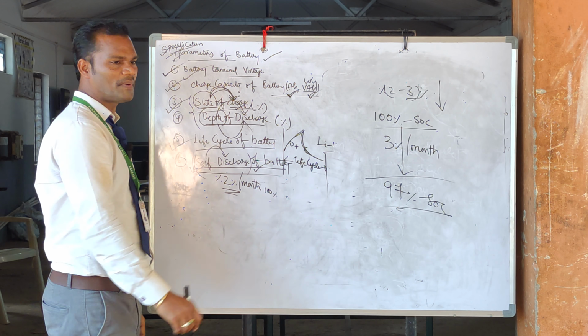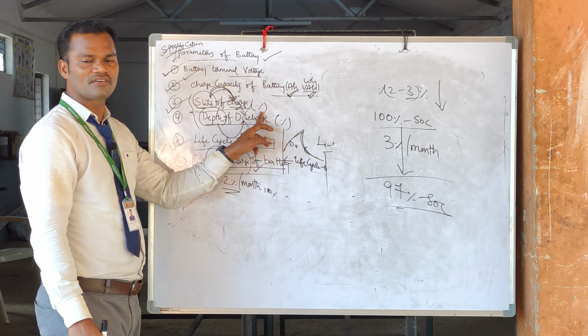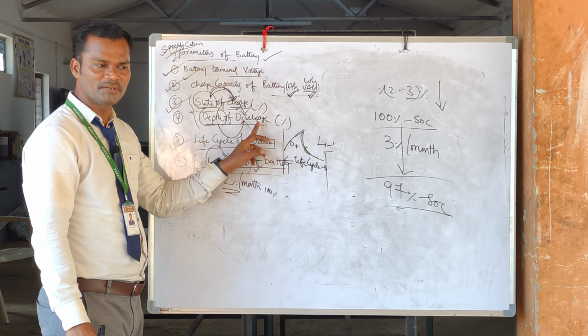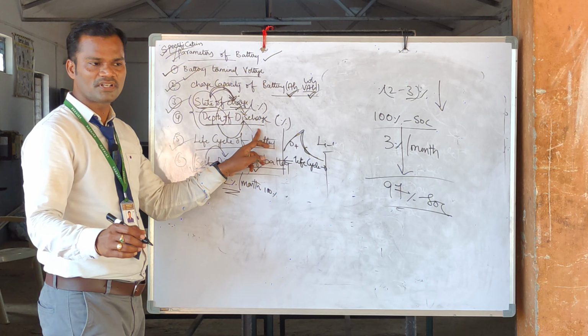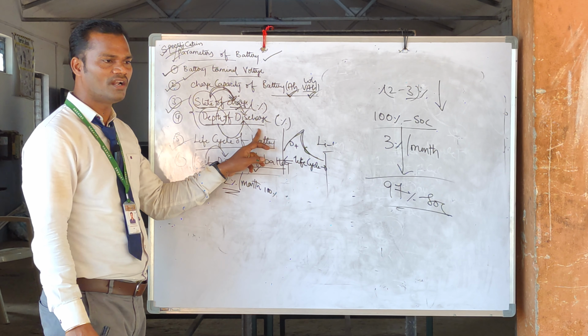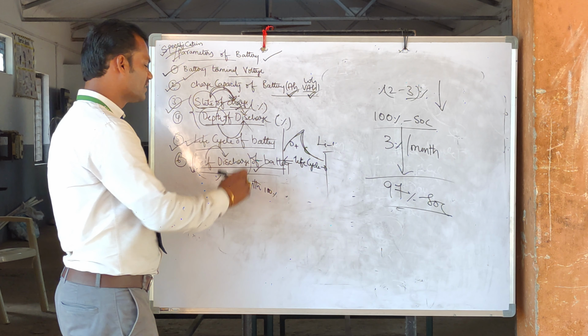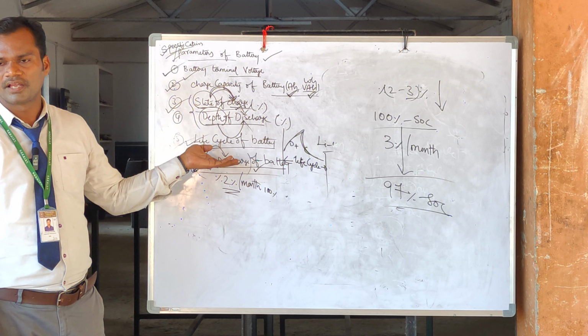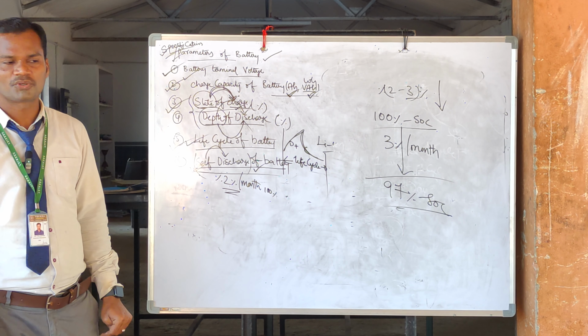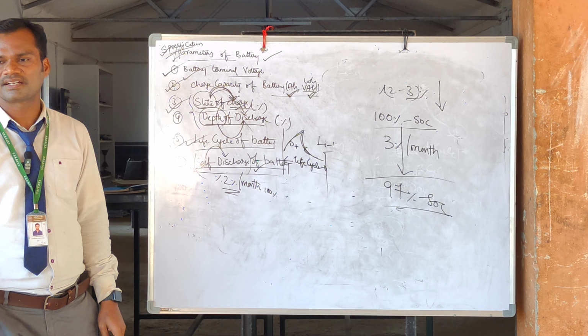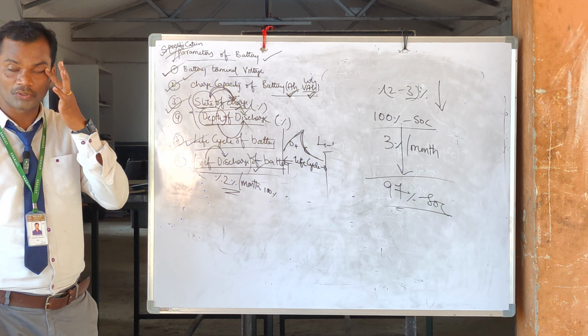What is the state of charge of a battery? It indicates the amount of charging available in a battery. What is meant by depth of discharge of a battery? The amount of charging that has already been discharged is called depth of discharge. Next one, the life cycle of a battery. A battery will have how many life cycles? 1200 life cycles. If it's a good brand, it will give 1200 life cycles.